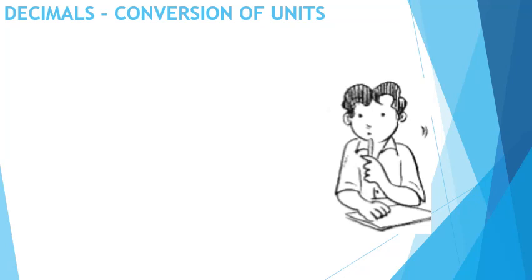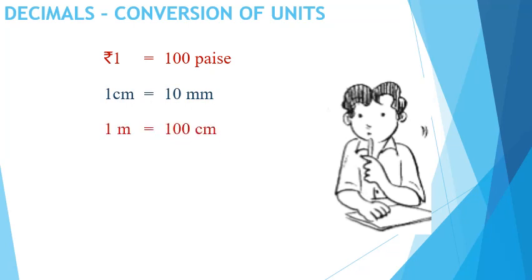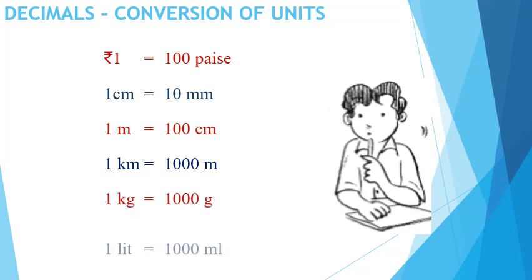Next we are doing conversion of units. Just recall what we have learnt earlier. Rupees 1 equal to 100 paise. 1 centimeter equal to 10 millimeter. 1 meter equal to 100 centimeter. 1 kilometer equal to 1000 meter. 1 kilogram equal to 1000 gram. 1 liter equal to 1000 milliliter.